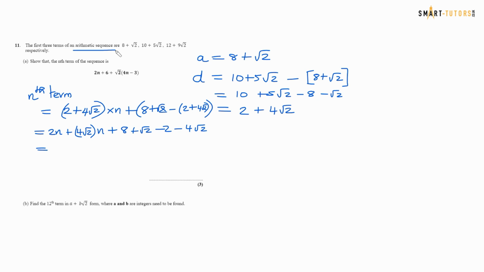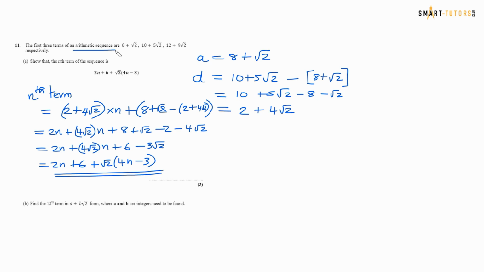Here if I simplify, 8 take away 2 is 6. So 2n plus 4 root 2 n plus 6, then root 2 minus 4 root 2 is minus 3 root 2. Now the question has 2n plus 6 already, so I can separate them. Then if I take the root 2 out, here 4n minus 3. So that is the answer they are asking.